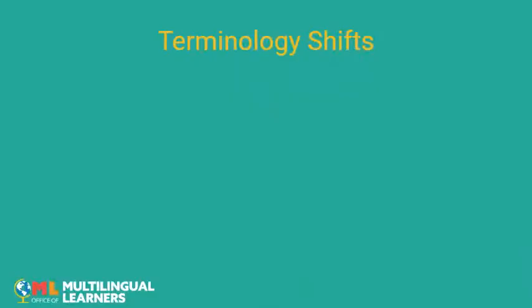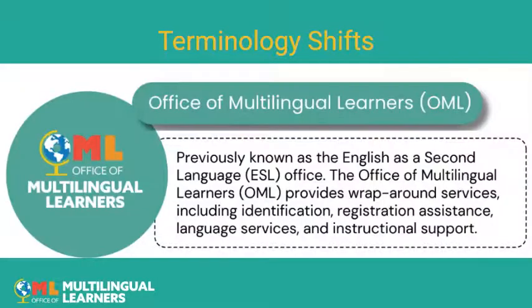In JCPS, we recognize the assets of multilingual students. In the 23-24 school year, we made shifts to recognize those assets. Office of Multilingual Learners, or OML, previously known as the English as a Second Language, or ESL office. The Office of Multilingual Learners provides wraparound services including identification, registration assistance, language services, and instructional support.